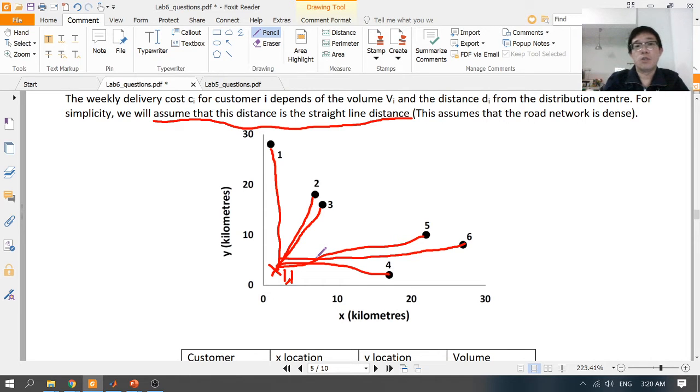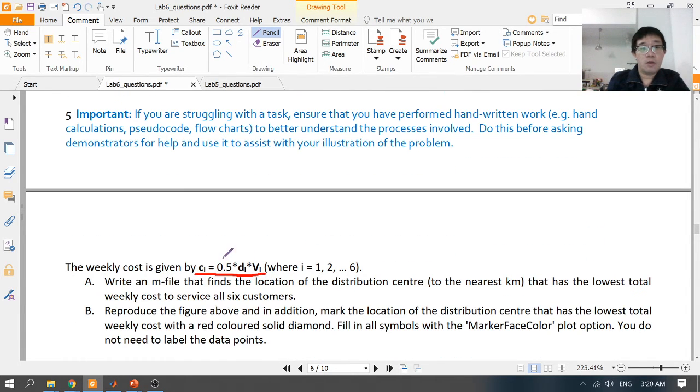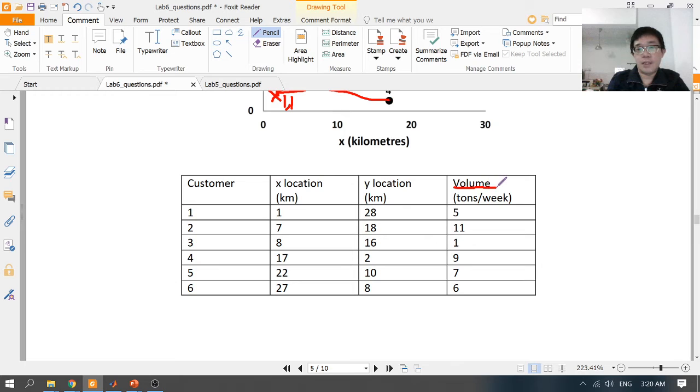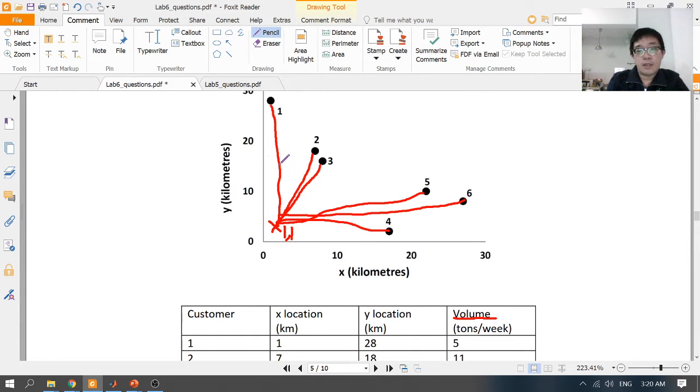And what we need to calculate is the weekly cost based on this equation, which involves the distance d as well as the volume. And the volume is given in this table. After you calculate the cost for each one of these paths from customer 1 to customer 6, you can sum them up and then you will get the total weekly cost if the distribution center is at this location 11. After that, you will try another location. If the distribution center is located at location 12, for example, what would be the total cost?